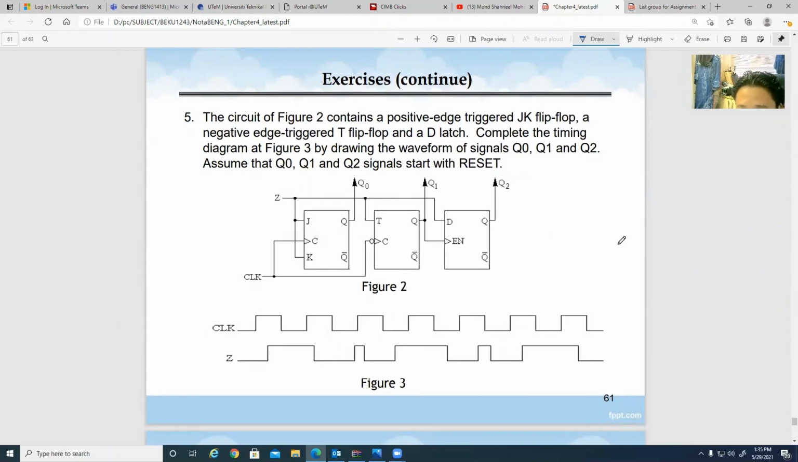We have two positive trigger JK flip-flops, because of this one we refer to it as positive trigger, but this one we refer to as negative trigger. You have to get the outputs Q0, Q1 and Q2 here, for every Q.